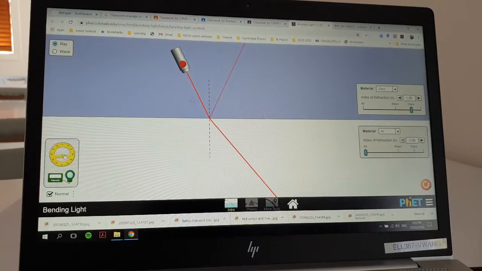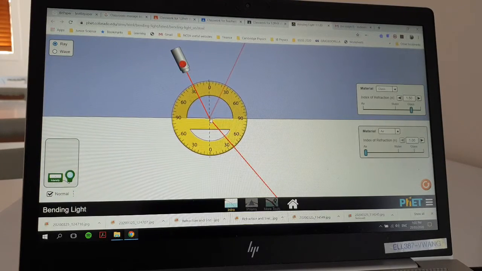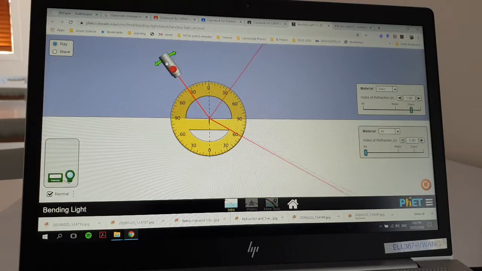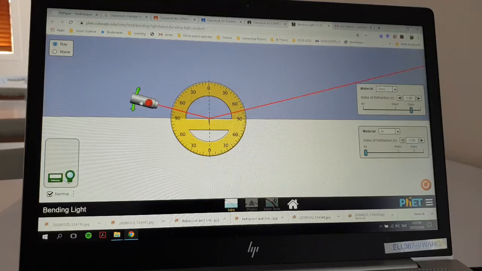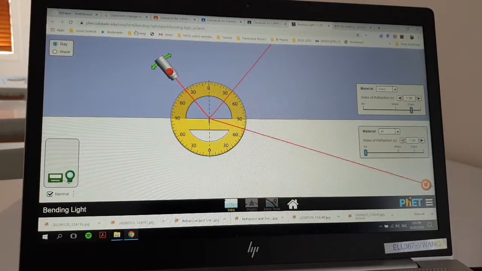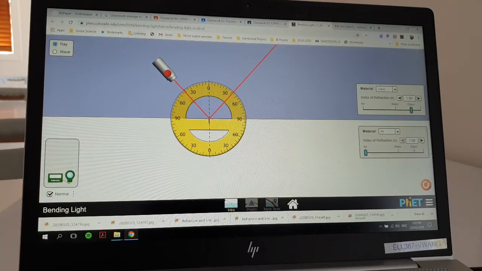Let's measure how big the critical angle is here. I'm going to move it. The critical angle is about 41 degrees. So any angle bigger than 41 degrees gives total internal reflection, and smaller than 41 degrees gives refraction. So what is this critical angle dependent on? It doesn't matter how big my incident angle is, the critical angle is already decided. It's already 41 degrees.